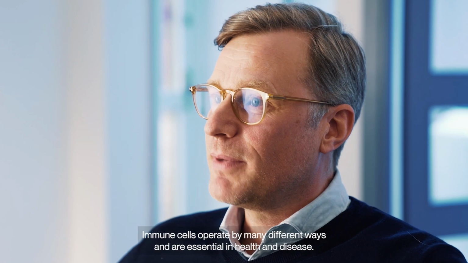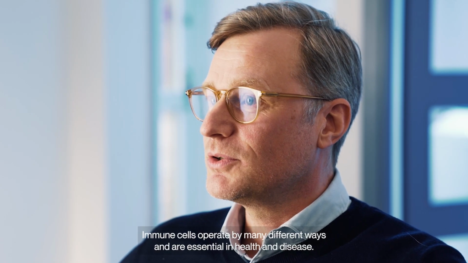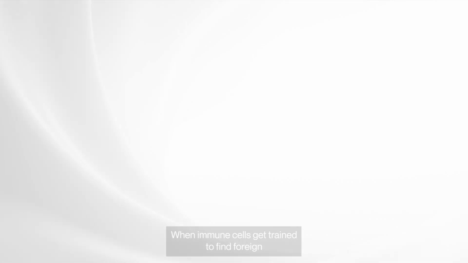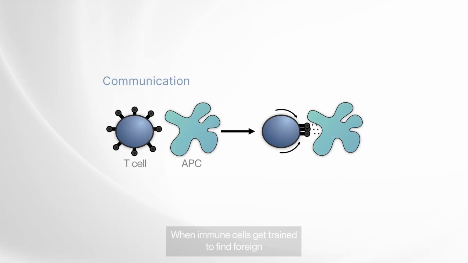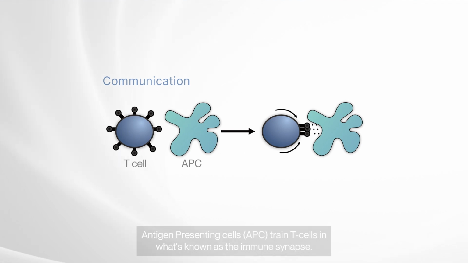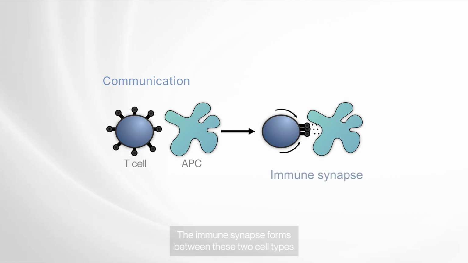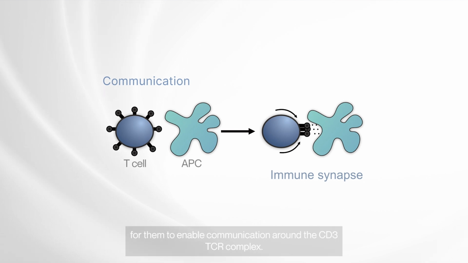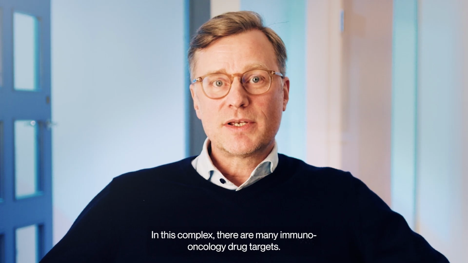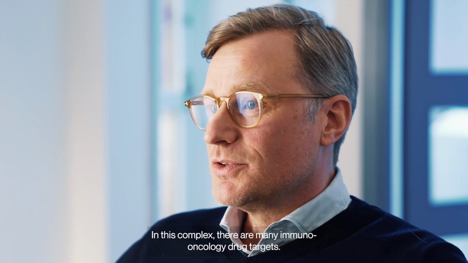Immune cells operate by many different ways and are essential in health and disease. When immune cells get trained to find foreign peptides from infections or from cancers, antigen-presenting cells train T cells in what's known as the immune synapse. The immune synapse forms between these two cell types to enable communication around the CD3 TCR complex. In this complex, there are many immuno-oncology drug targets.